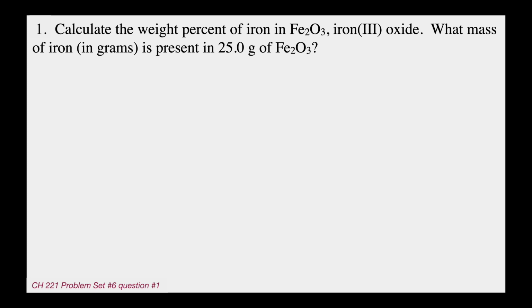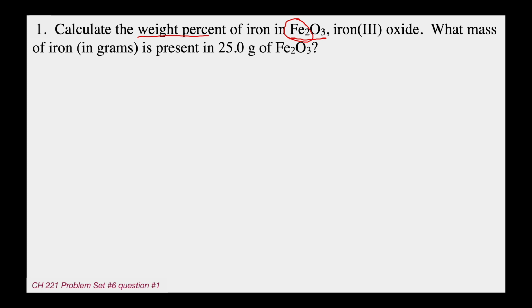Iron 3 oxide, Fe2O3. We want to find the weight percent of iron in iron 3 oxide. And then also we want to know how much iron is present in 25 grams of Fe2O3. Okay, weight percents in chemistry are usually not too bad. In a weight percent, what I recommend doing is first you find the molar mass of what you're looking for. So find the molar mass of Fe2O3. Whatever that is, that's going to go in the bottom, in the denominator. And in the top part, you want to put just the grams of what you're looking for.